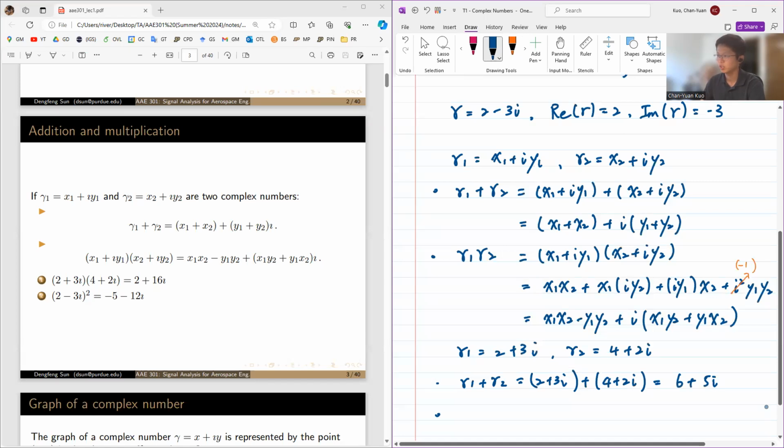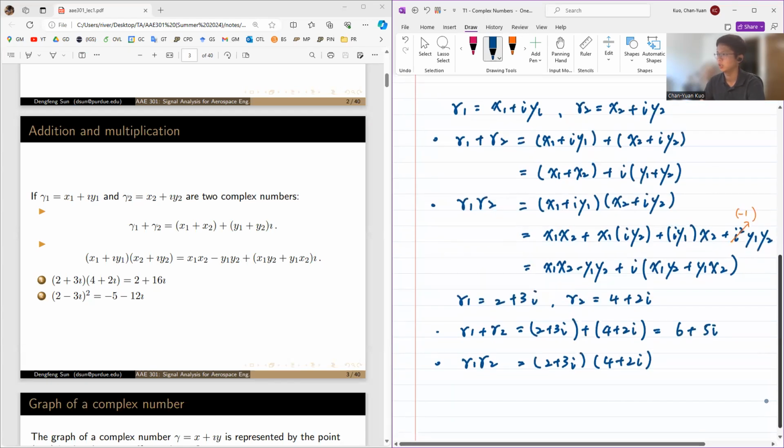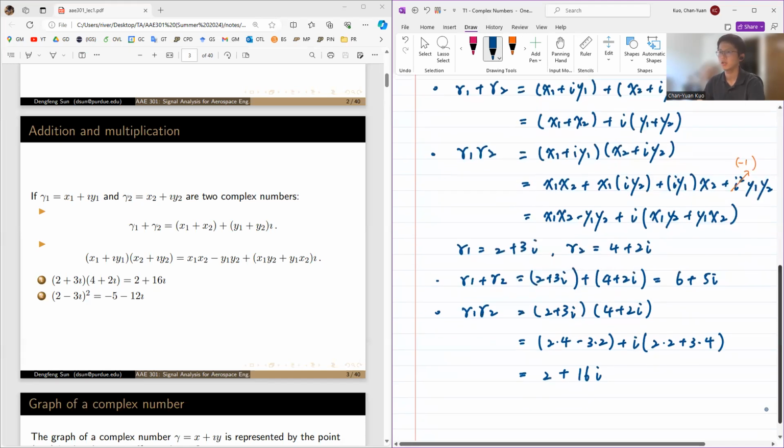And the product of these two complex numbers will be gamma 1 times gamma 2 equals 2 plus 3i times 4 plus 2i, and that's gonna be 2 times 4 minus 3 times 2 plus i times 2 times 2 plus 3 times 4, which equals 8 minus 6, that's 2, plus 4 plus 12, 16, 16i. All right, great.